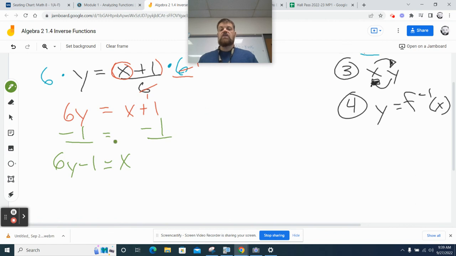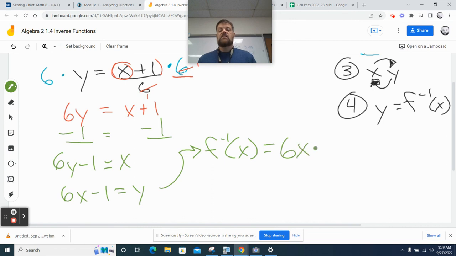Now we're on to step 3. Wherever there's a y, I'm going to plug in an x. And wherever there's an x, I'm going to plug in a y. The very next line, wherever there's a y, I'm going to plug in f inverse of x is equal to 6x minus 1. So that's how you do problem number 7.